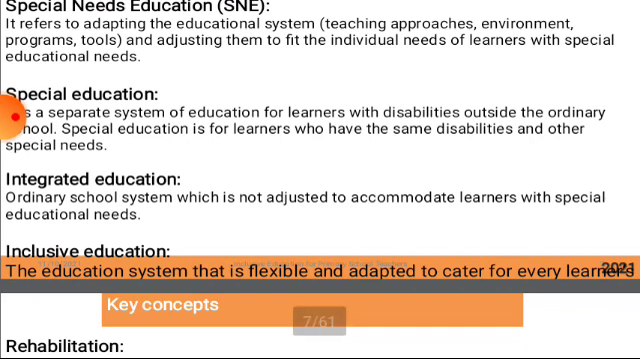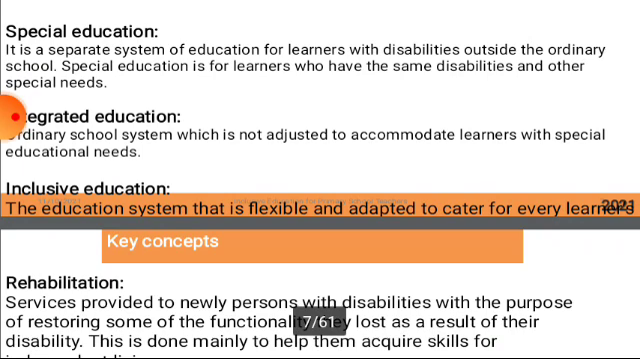Integrated education: ordinary school system which is not adjusted to accommodate learners with special educational needs. Then inclusive education, this is the point that we must stress on. We must put some stress there. Inclusive education is an education system that is flexible and adapted to cater for every learner. If I say inclusive education, understand an education system that is flexible and adapted to cater, to help, to care for, to support every learner.